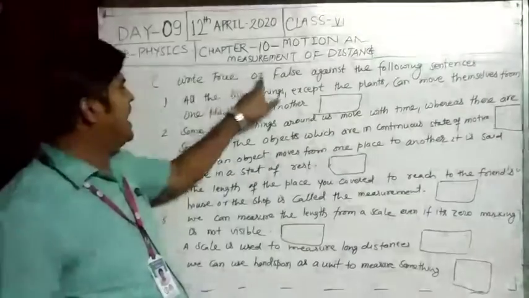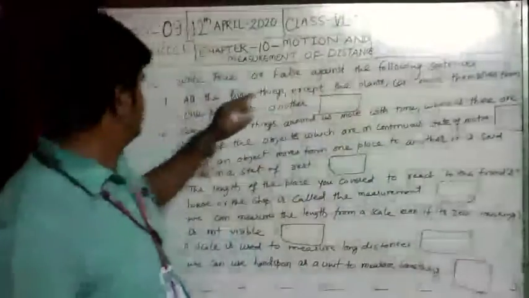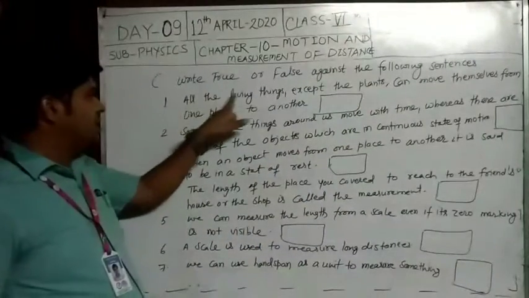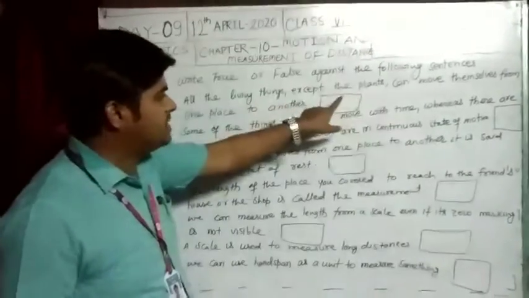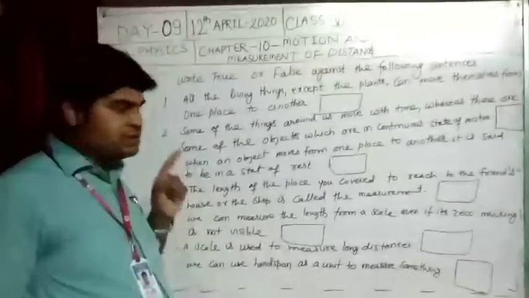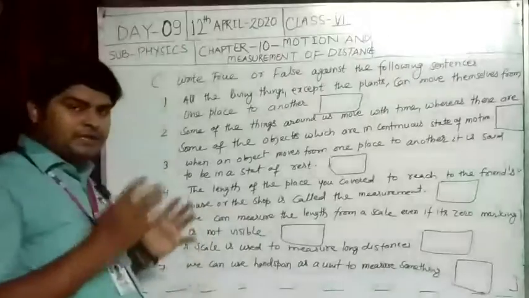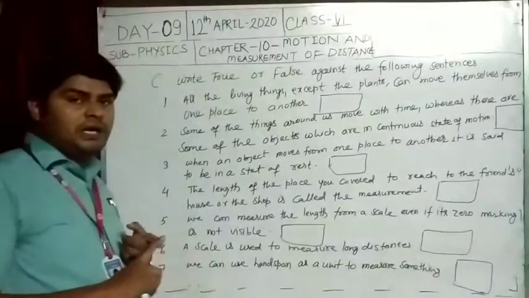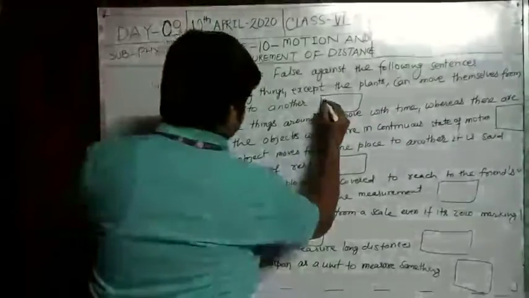Write true or false against the following sentences. Question number 1. All the living things except the plants can move themselves from one place to another. Yes, true statement, because all the living things move from one place to another place, but plants cannot move from one place to another place. That means this is a true statement.